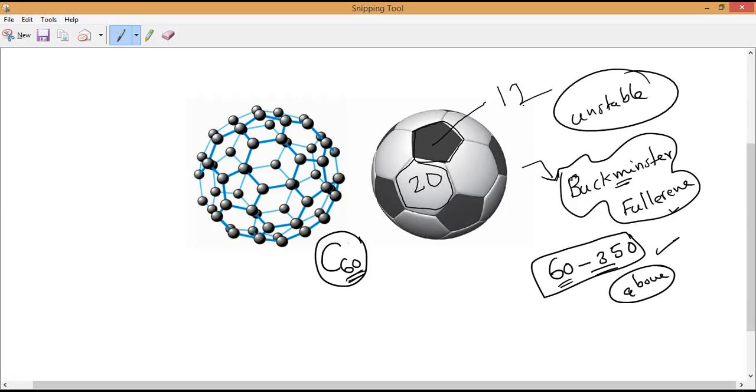So there are 12 pentagonal structures. And you can see its hardness is in between diamond and graphite. It is not as hard as diamond, nor as soft or smooth as graphite. The hardness is between diamond and graphite.